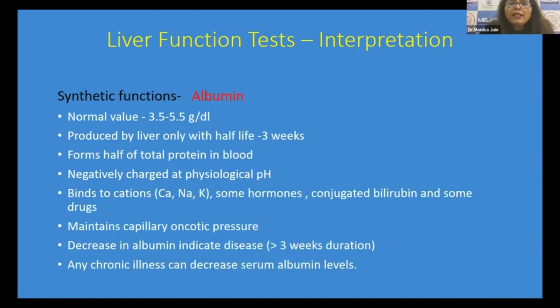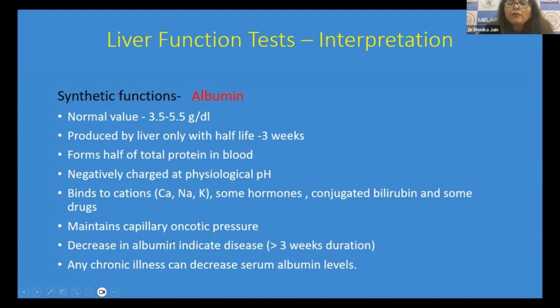Coming next to the synthetic function of the liver, that is the albumin. The normal value of albumin is 3.5 to 5.5 grams per deciliter. This is produced only by the liver and it has a half-life of 3 weeks. So it forms almost half of the total proteins in our body, and it is negatively charged, binds to calcium, sodium, potassium, some hormones, conjugated bilirubin, and some of the drugs.